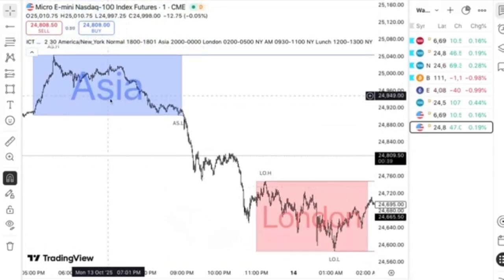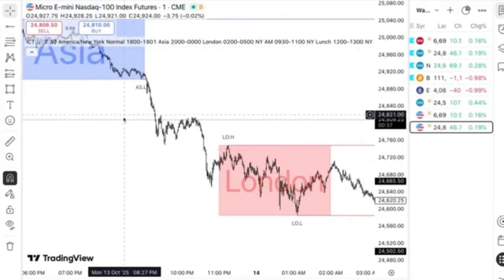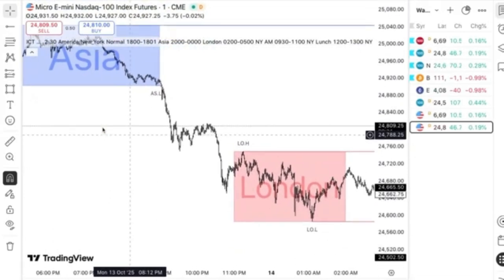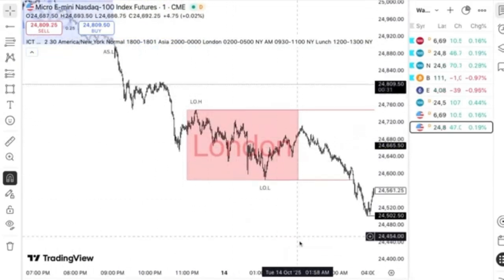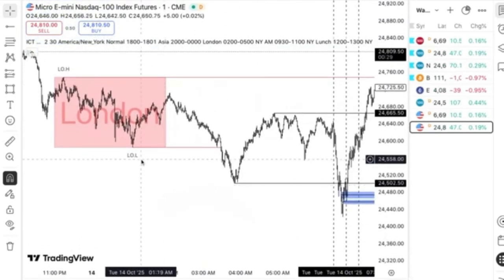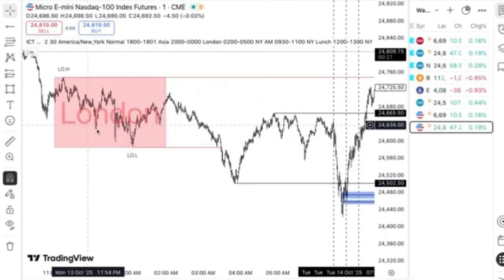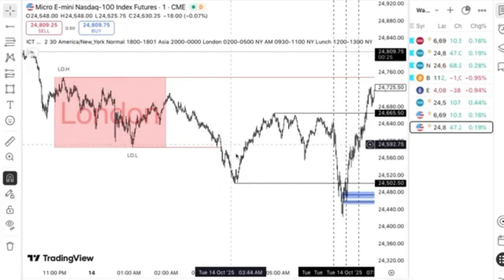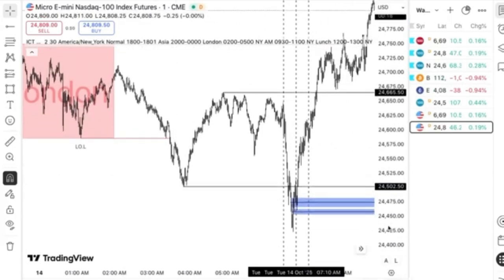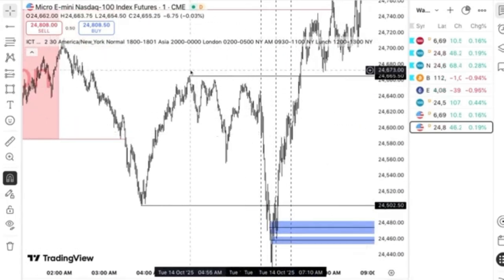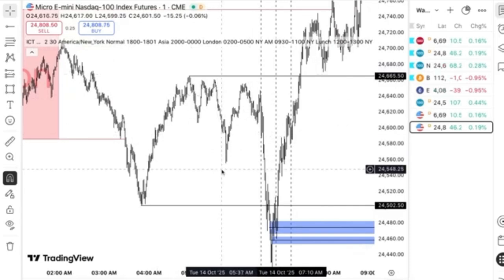So I mostly look at Asia session and London session highs and lows. We didn't take out Asia session high or London session high. We did take out London session low right here during pre-market. So I wanted to look for longs. So we come up, we have equal highs right here during pre-market.